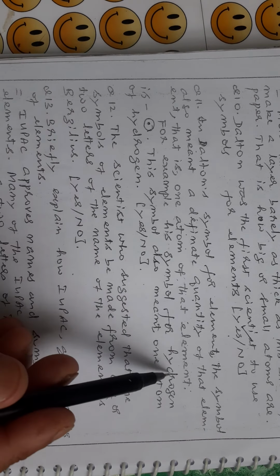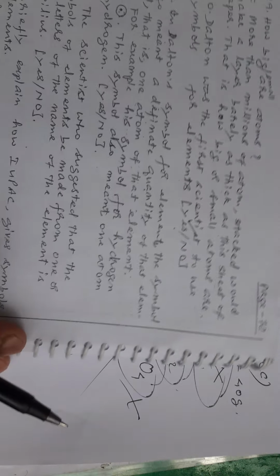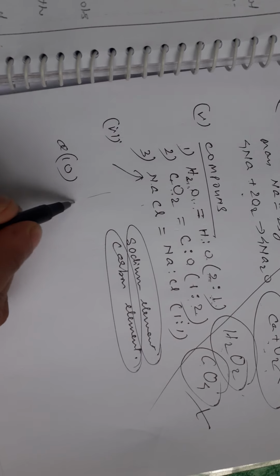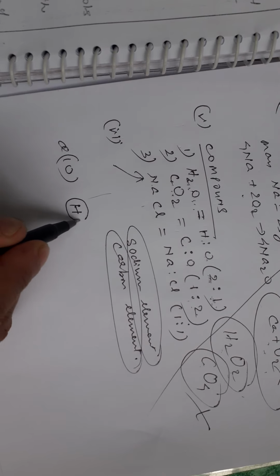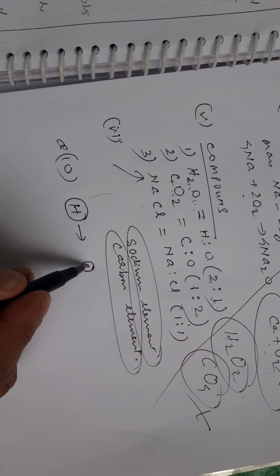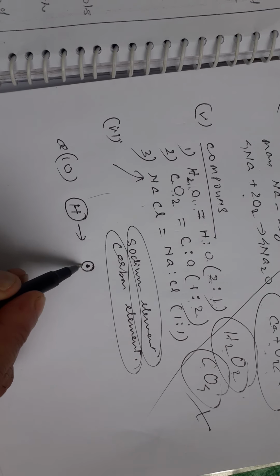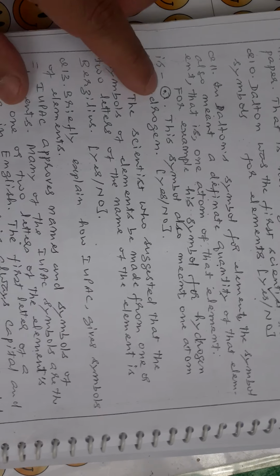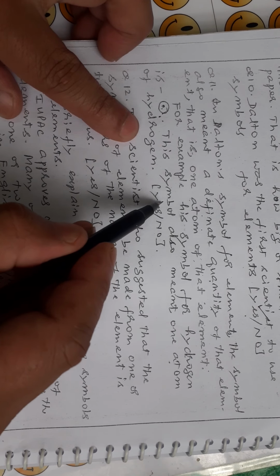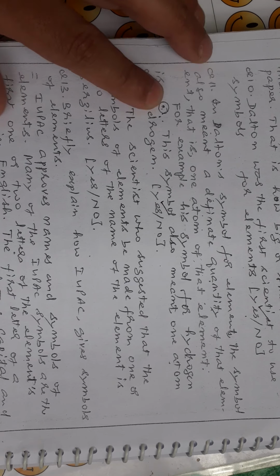For example, his symbol for hydrogen, can you see here? Dalton's symbol for hydrogen was question number 10. Today we use a very simple symbol for hydrogen, H, but Dalton was using this. Today we no longer use this. This symbol also meant one atom of hydrogen. Yes, we no longer use this today.